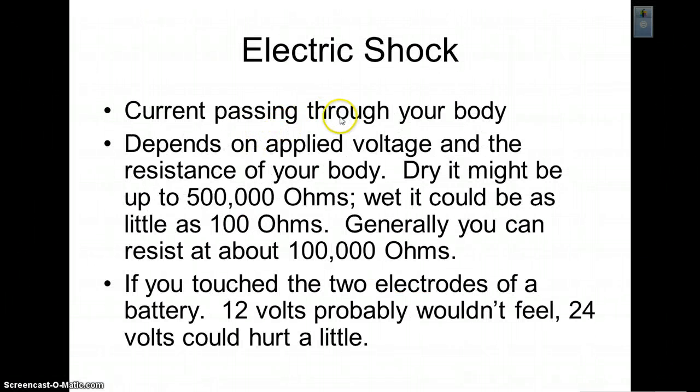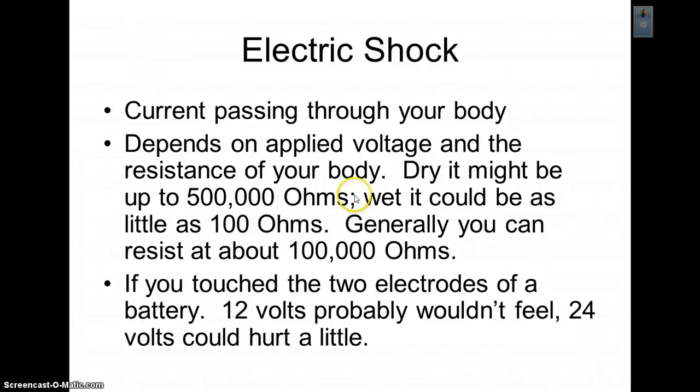Okay, just a couple of interesting things. Maybe electric shock. That would be the current passing through your body, and it depends on the applied voltage and the resistance of your body. Dry, your body could be up to 500,000 ohms. Wet, it could be as little as 100 ohms. Generally, you could resist about 100,000 ohms, and your body can do that.